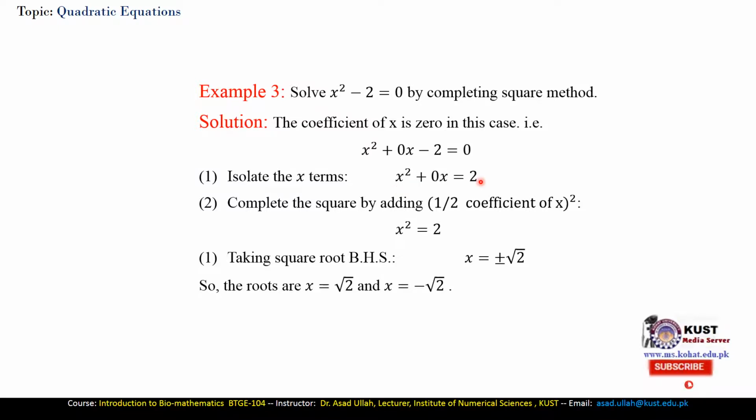Now what will we add on both sides of this equation? 1 over 2 times the coefficient of x, whole square. The coefficient of x in this case is equal to 0, so we get 0 square, which is equal to 0. So adding 0 to both sides of this equation, we get x square is equal to 2. Now the left side is a complete square. Taking the square root on both sides, we get x is equal to plus minus square root of 2. So we get two roots, x is equal to square root of 2 and x is equal to minus square root of 2.